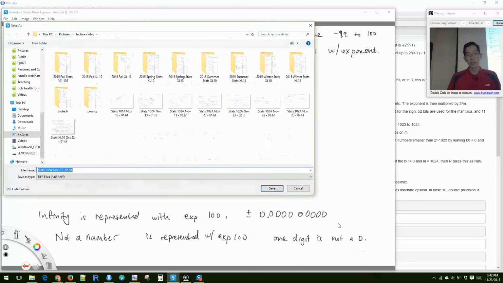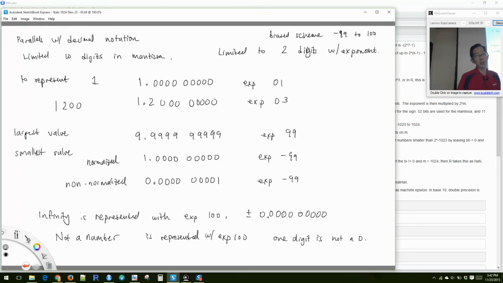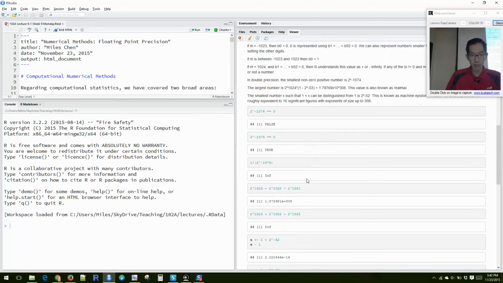Okay. All right, and so this is kind of, if you had to create a scheme using decimal notation where you're limiting yourself to the number of decimals to store and how many digits you can have, you'd have some kind of scheme like this. Now, we have the same parallel ideas, but just in binary. So instead of exponent raised to the 99, it would be exponent raised to 1024 or 1023. Okay?